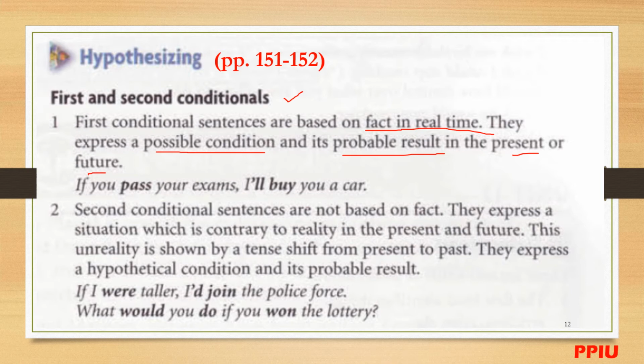So let's go and see the example. If you pass your exams, I'll buy you a car. You got it? If you pass your exams, I'll buy you a car. This is the condition. This is the result, right? So from here to here, what is it? From here to here, what is it?